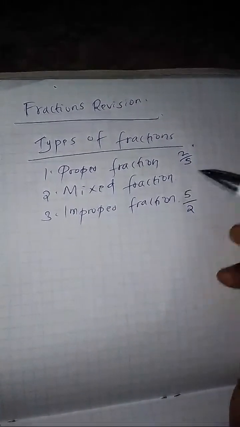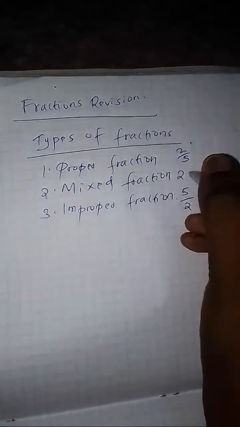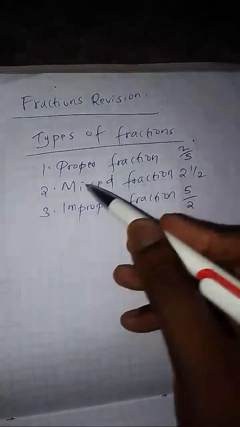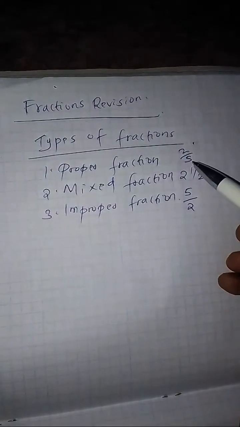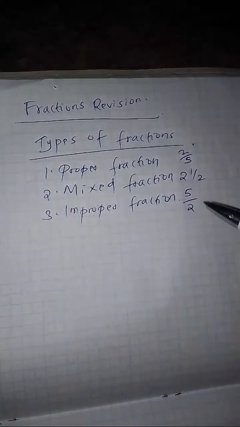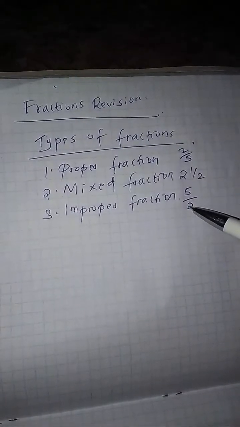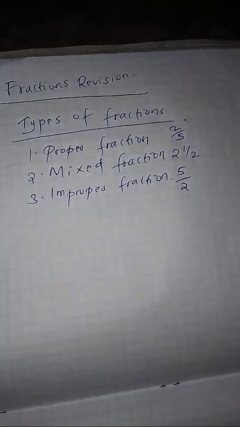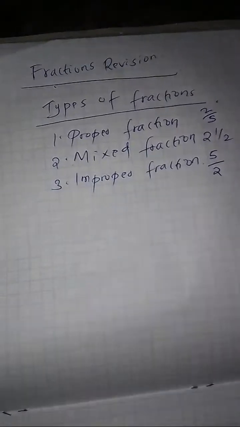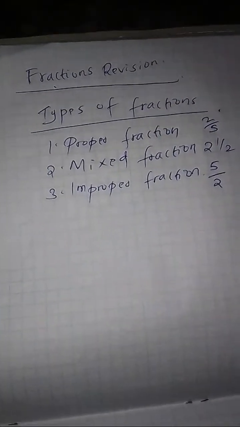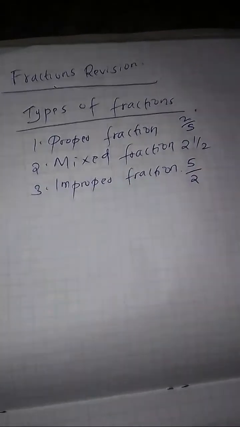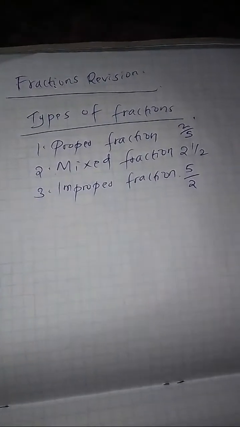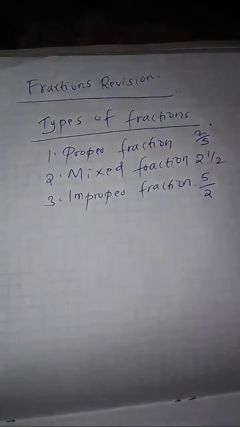Now the mixed fraction, in this case, we can have 2 and a half. That's a mixed fraction. So the proper fraction is the smaller number on top of a bigger number, the improper fraction is where a bigger number is on top of a smaller number, and the mixed fraction is, for example, 2 and a half. Those are the three major types of fraction.